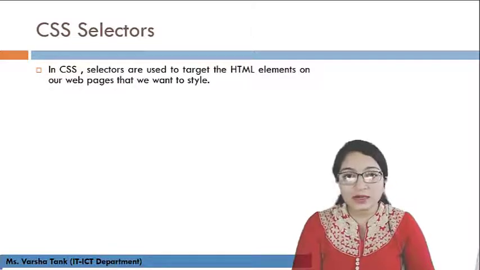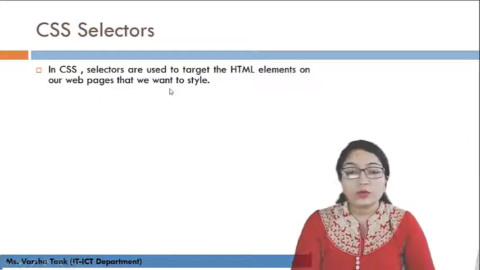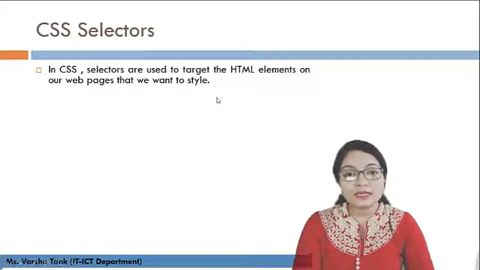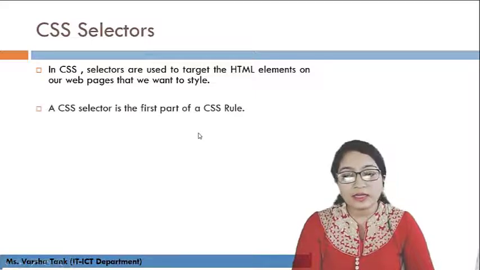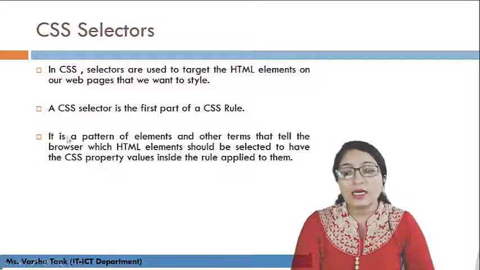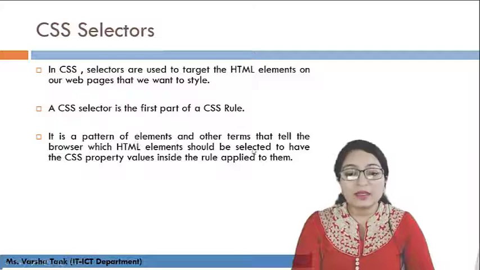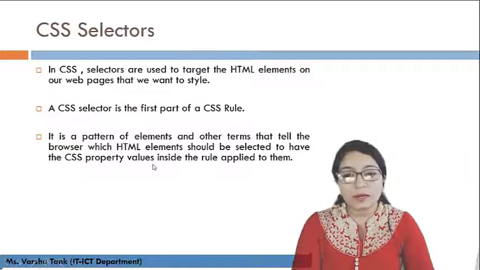In CSS, Cascading Style Sheets, selectors are used to target the HTML elements on our web pages that we want to style. So whatever element you want to define the style for, you can define different types of CSS selectors. A CSS selector is the first part of the CSS rule. It is a pattern of elements and other terms that tell the browser which HTML element should be selected to have the CSS property values inside the rule applied to them.